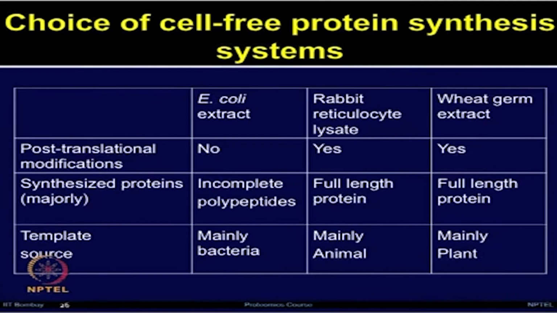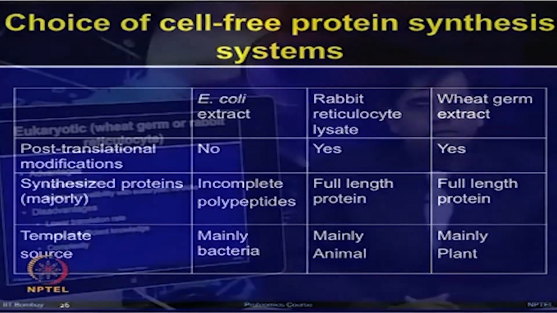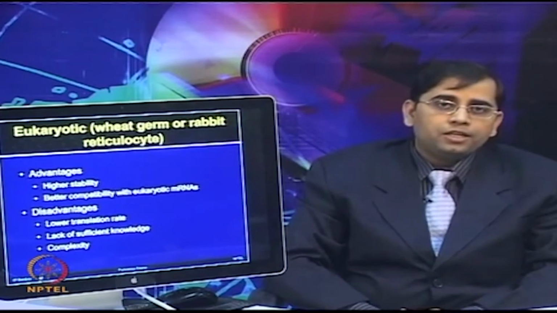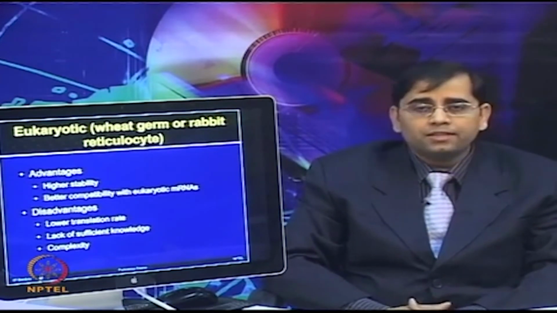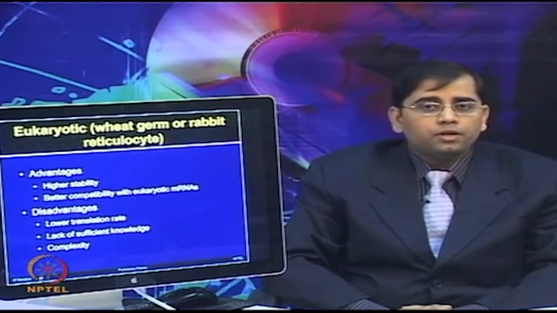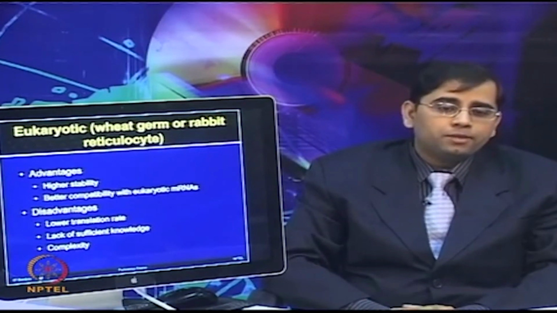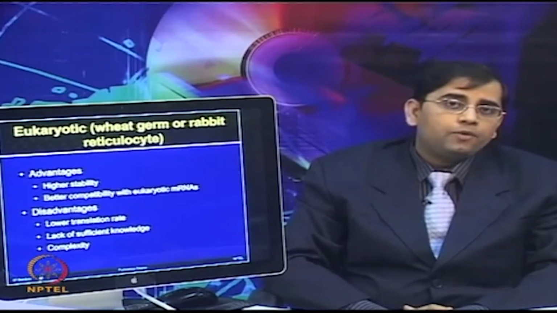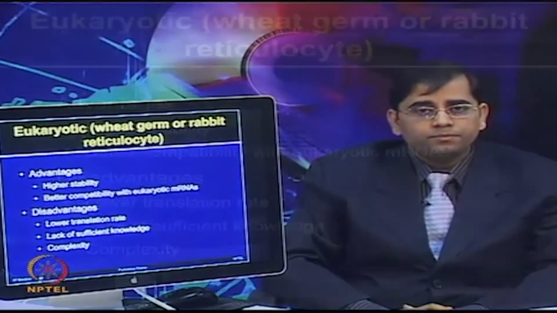The template source in E. coli is mainly from the bacteria, in rabbit reticulocyte lysate mainly animals especially rabbits, and in the wheat germ extracts mainly the plants. Since we are talking about applications, proteomic applications more for the eukaryotic system, let us talk about eukaryotic cell-free expression systems, the wheat germ or the rabbit reticulocyte lysate. What are their advantages and disadvantages?